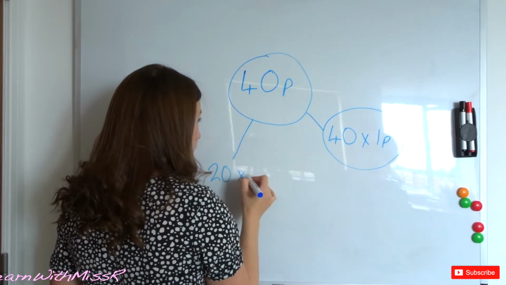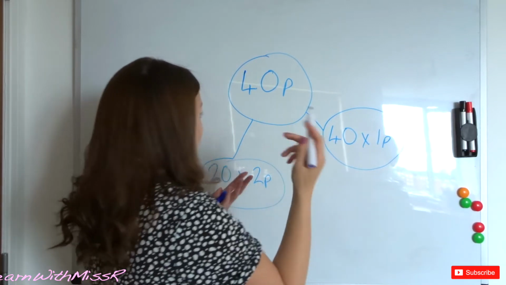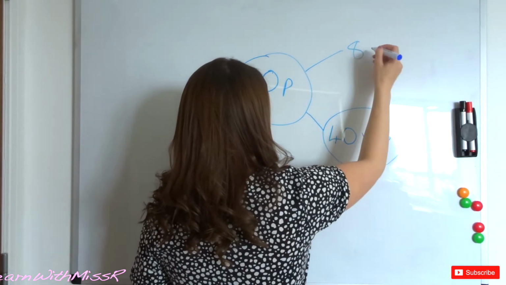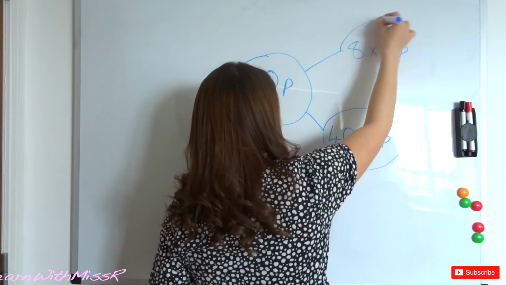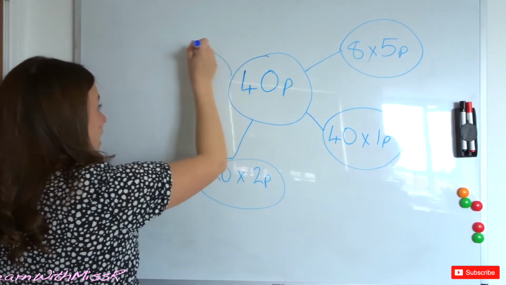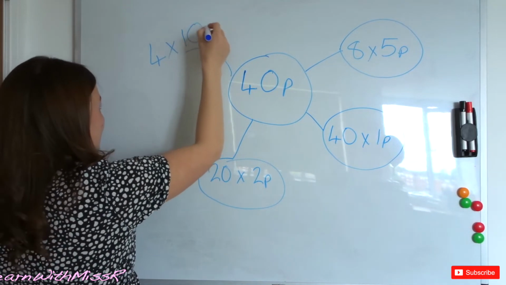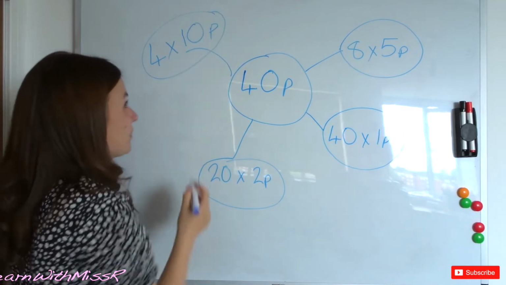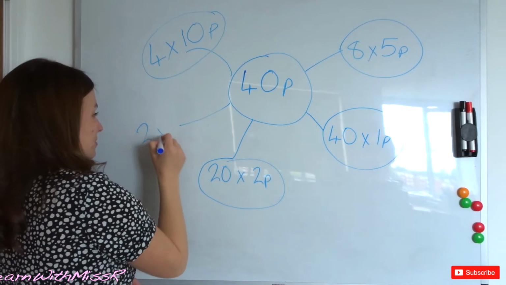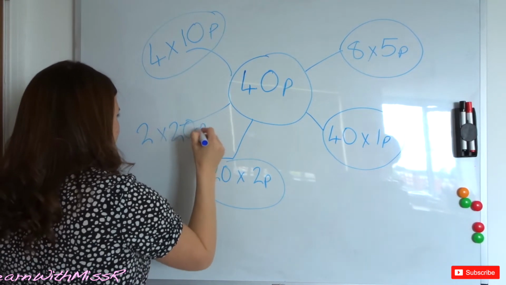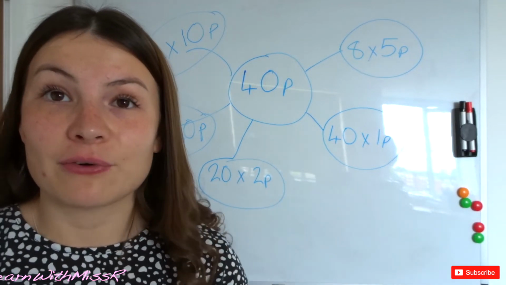And then we could have 20 lots of 2p. We could have 8 lots of 5p. And then we could have 4 lots of 10p. And then we could have one more, 2 lots of 20p. For example, I've put 5 different ways on the board to make 40p.